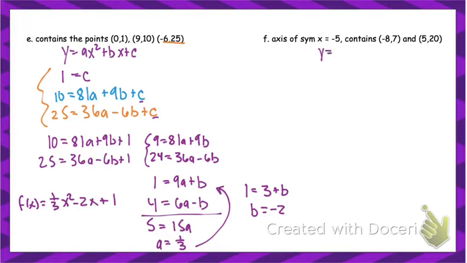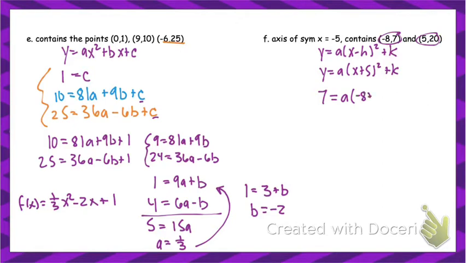So this time we know the axis of symmetry. So I'm going to use vertex form. Since I know vertex form, I'm going to go ahead and plug in the axis of symmetry as my h value. But I don't know the k value, and I don't know the a value. What I do have, though, are 2 different xy coordinates that I could plug in in order to have a system. So 2 variables is going to give me 2 equations. So 7 equals a times negative 8 plus 5 squared, and 20 equals a times 5 plus 5 squared plus k.